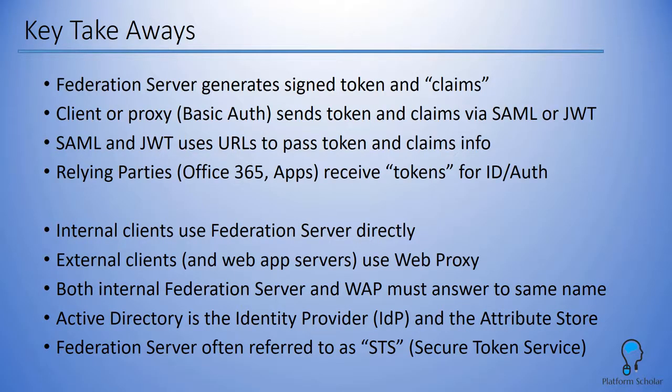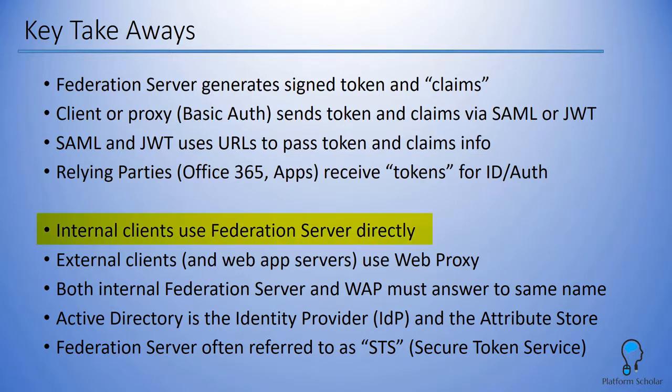So this was just a primer, and we're going to be talking about a lot of these more in depth, but the key takeaways here are that the Federation server generates signed tokens and claims or claim statements. The client, or the proxy in the case of basic authentication, sends the tokens and the claims via SAML or JWT. SAML and JWT use the URL to pass that token and claims info. The relying parties, in this case Office 365, receives the tokens for ID and authentication.